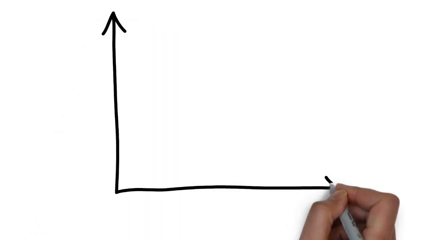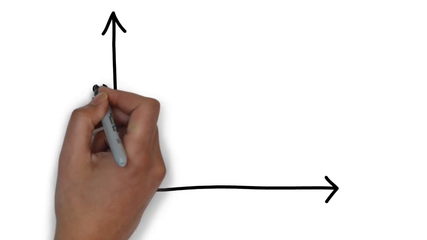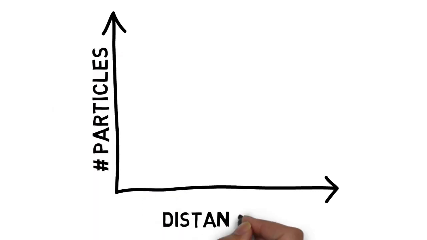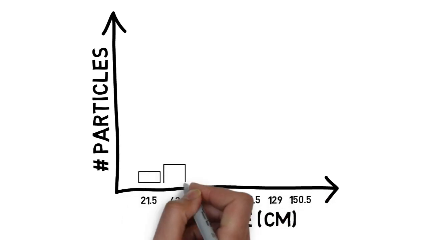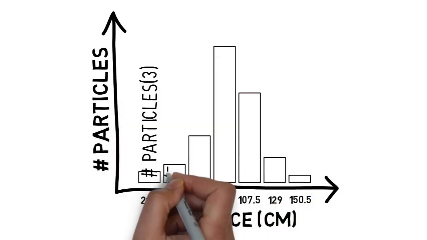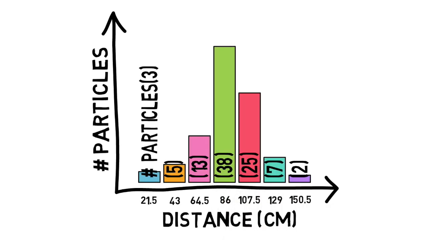So we're going to plot the number of particles as a function of the distance traveled. We're going to bin our data in page widths. That's 21.5 centimeters for each page width. And what we find is our data comes out in a beautiful distribution.